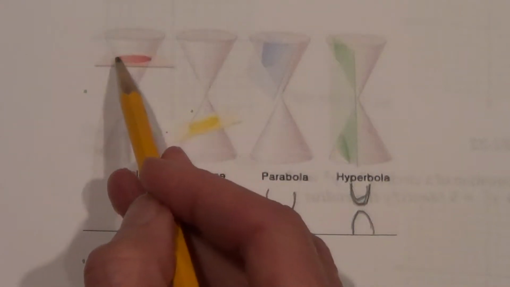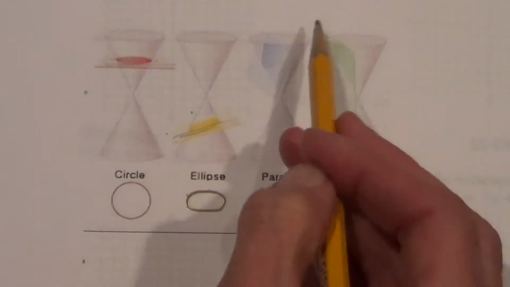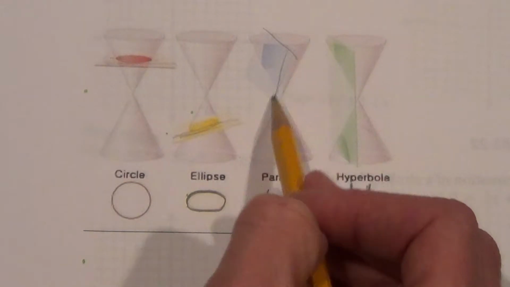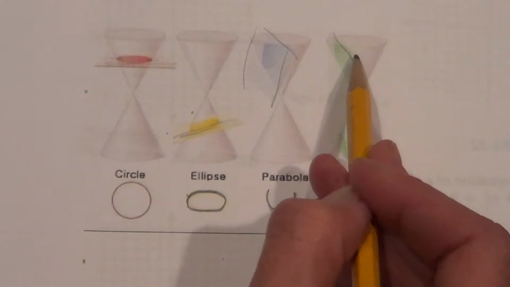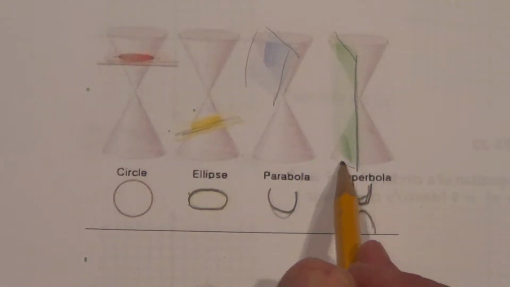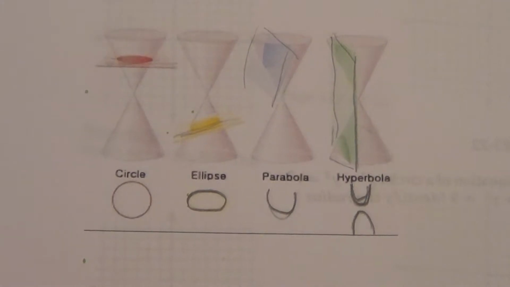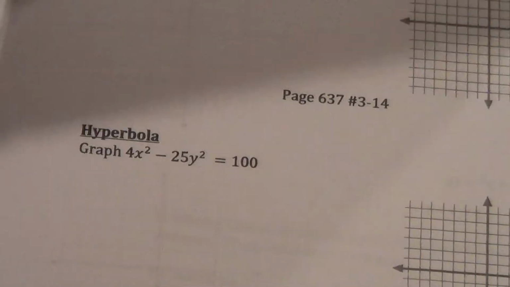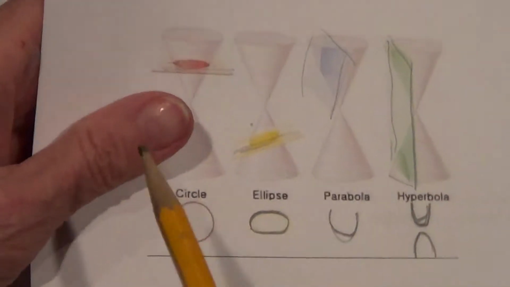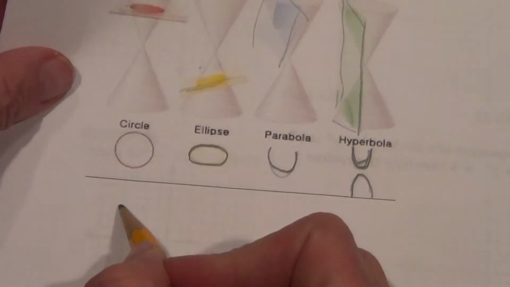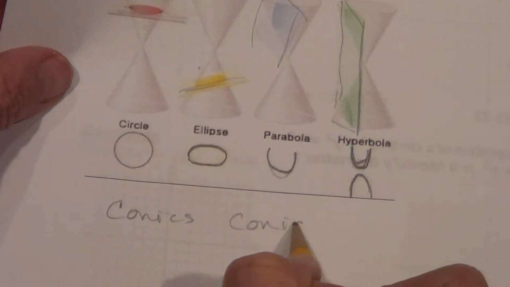And then up here it's showing how it slices right through, slices through at an angle, slices through the end, and through the side at an angle, and then slices through the ends and both sides on the hyperbola. Okay? So, the only other thing that I wanted you to know is that we call these conics or conic sections.